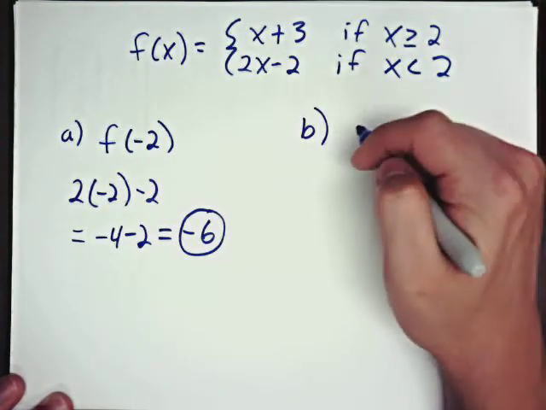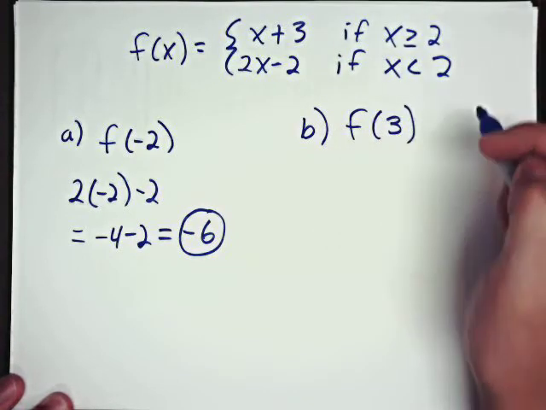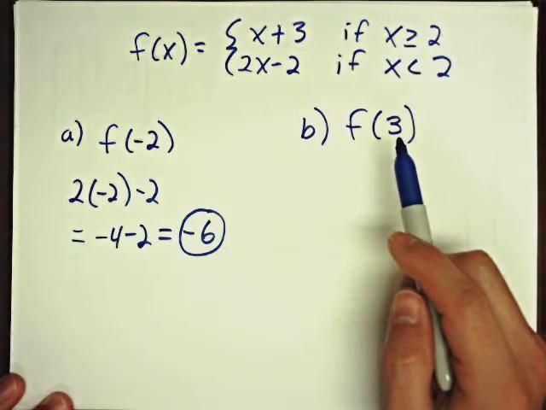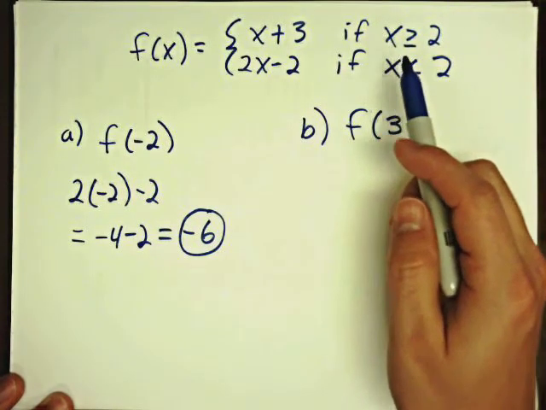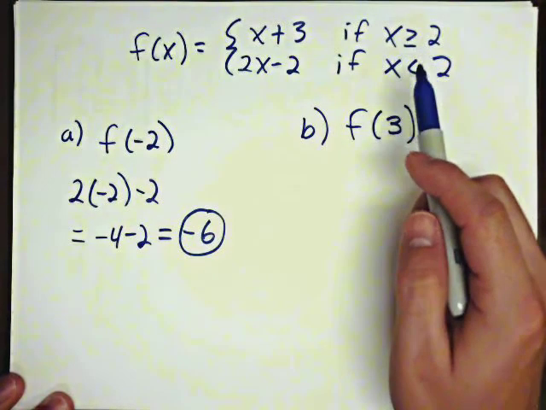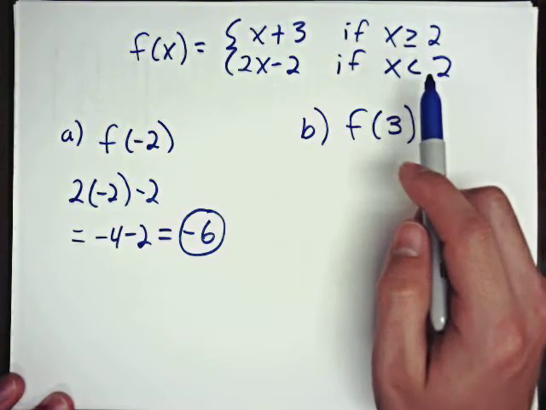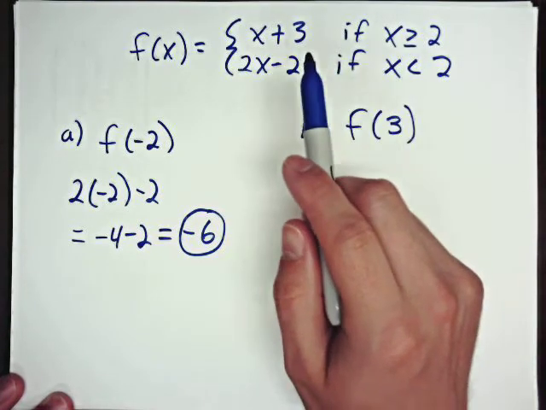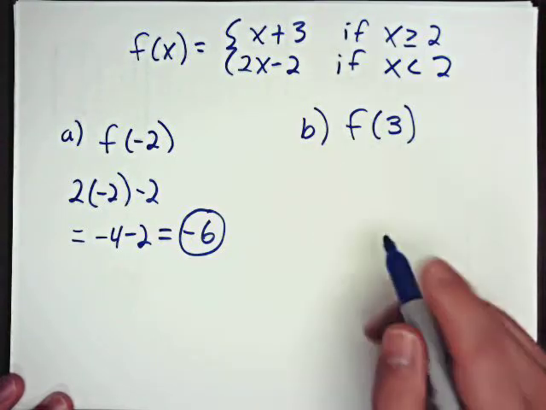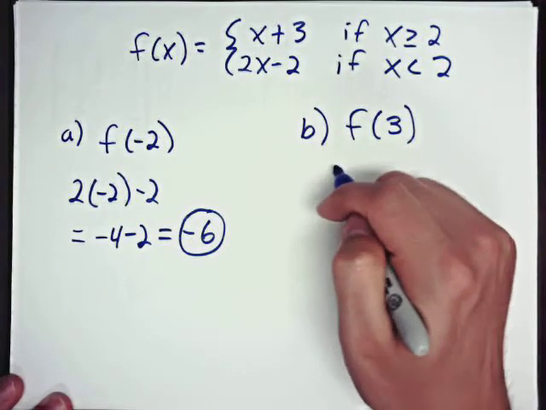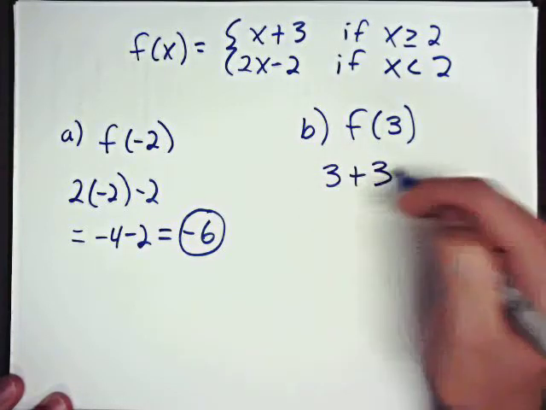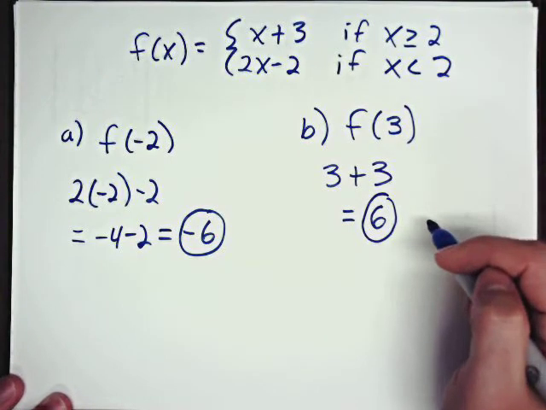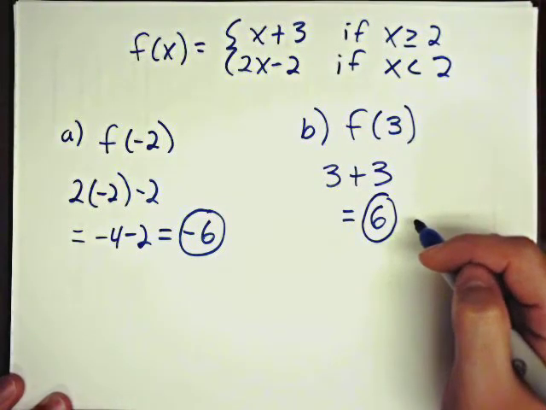Okay, B, we are asked to find f of 3. So again, you want to start with where does my x value fit into the inequalities? Is 3 greater than or equal to 2, or is 3 less than 2? Okay, well, 3 is greater than or equal to 2, so we want to use our first equation. And for part B, we won't use our second equation at all. So substituting 3 in for x, we have 3 plus 3, and that gives us 6. So when x is 3, y is 6.